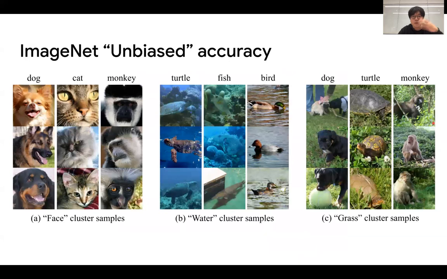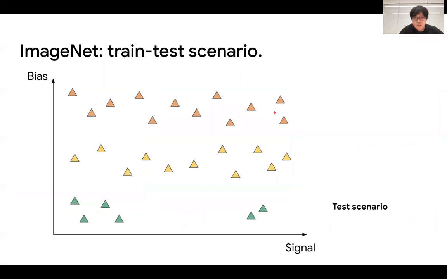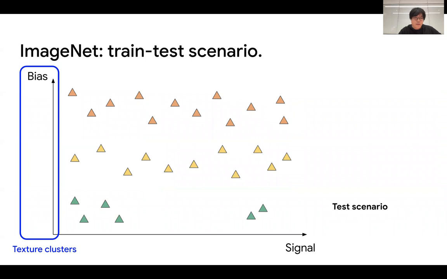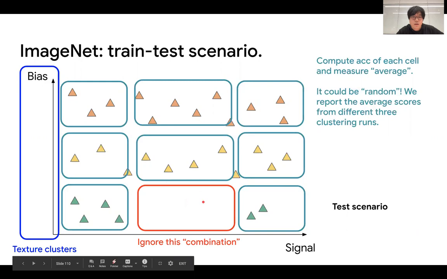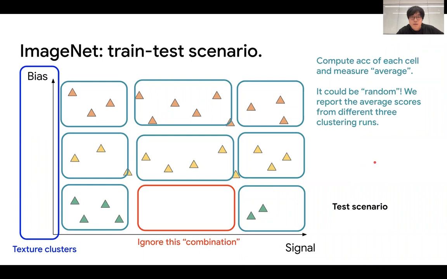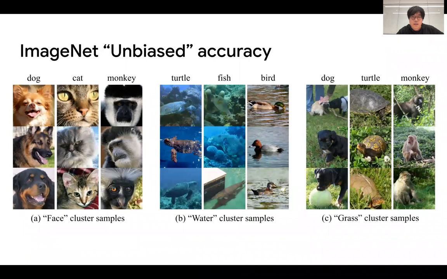So where are we? Okay, so we have 9 clusters like this, and we have 9 classes. So there are 9 by 9 combinations, 81 combinations, right? So this is our test scenario. The bias label is the texture cluster. We compute the accuracy of each combination and measure the average over the whole accuracy. And you know, this texture clustering could be random, so we report the average score from three different clustering runs. And we ignore the null clusters, because these clusters are not perfect, and we can say there is no combination like dog in the water, for example, right?